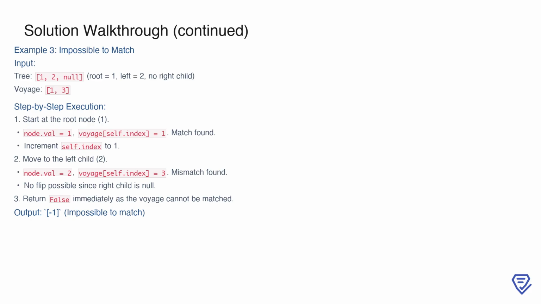In the third example, the tree has a root node with value 1, a left child with value 2, and no right child. The voyage provided is 1, 3.